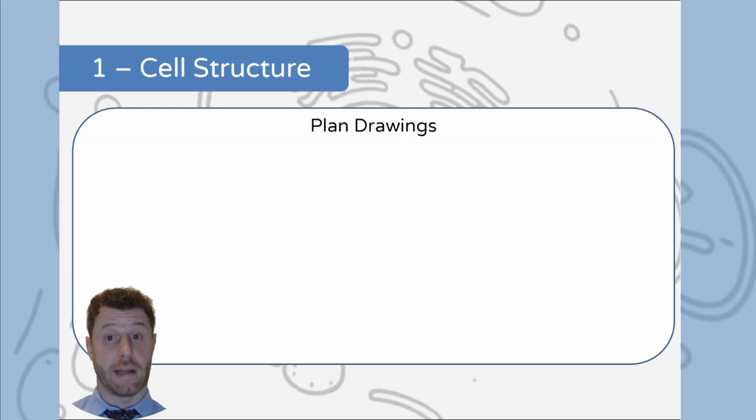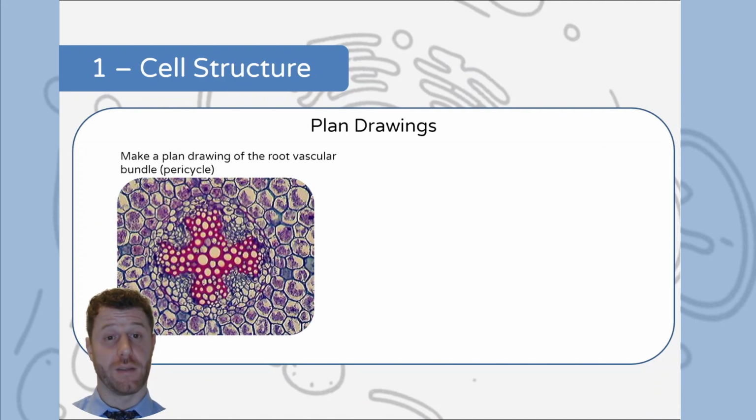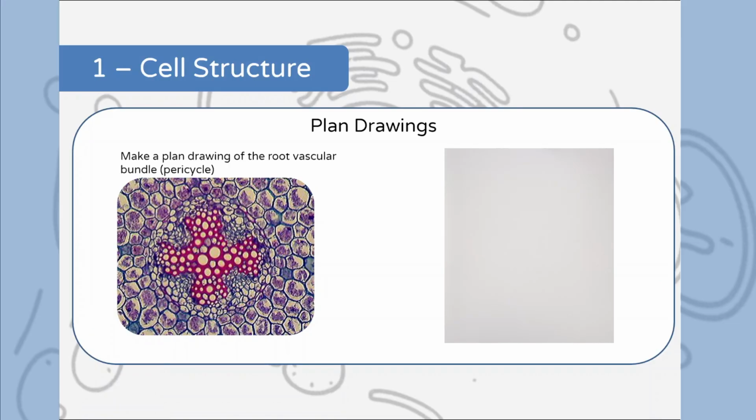And here is your example of a plan drawing. We are asked to make a plan drawing of the root vascular bundle, which is called the pericycle. You may not have seen something like this before, but don't worry, you'll learn it in the plants topic later in the year. Effectively, it's the xylem and phloem which is found in the root. I'm going to disappear once again and make sure you watch the video clearly whilst I talk to you about what I'm doing.